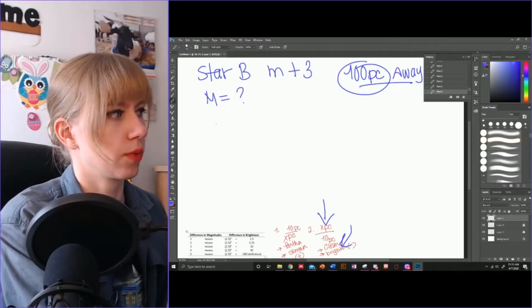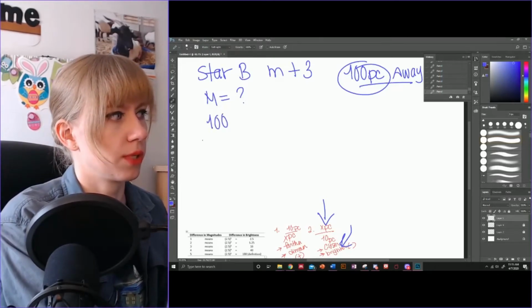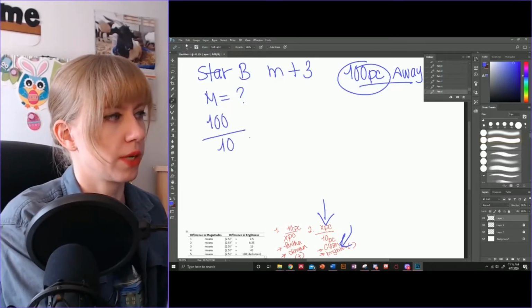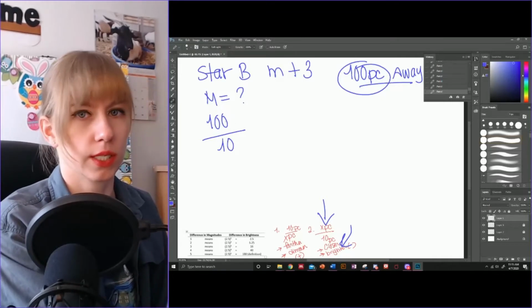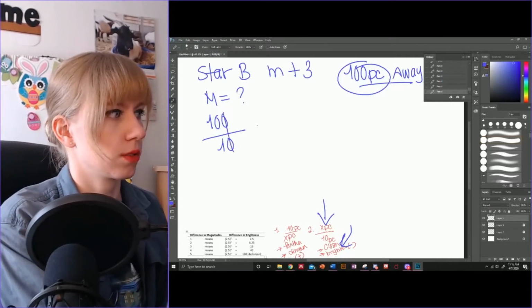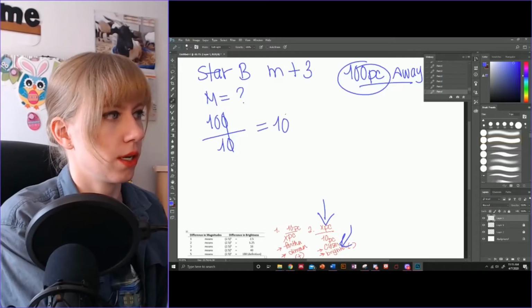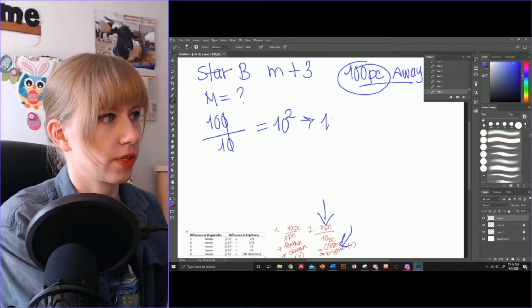So let's start with 100 parsecs. Again, because we're doing 100 parsecs over 10 parsecs, they do cancel out, so I'm just not going to write them in. In this case, we're going to end up with 10, and we're going to square it, which is going to give us 100 times closer.